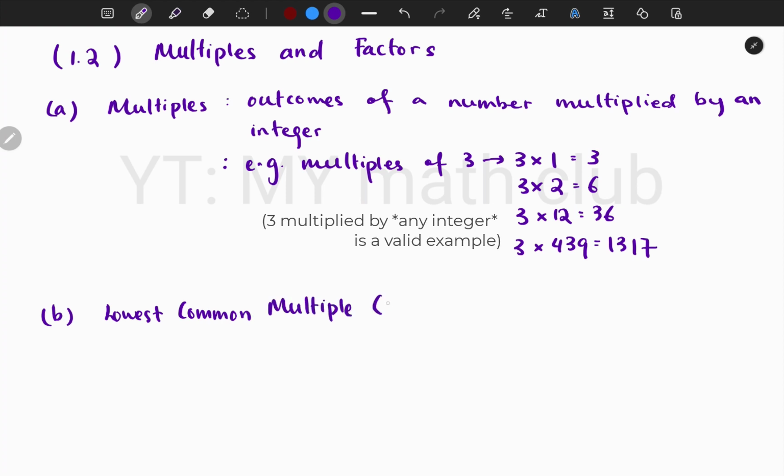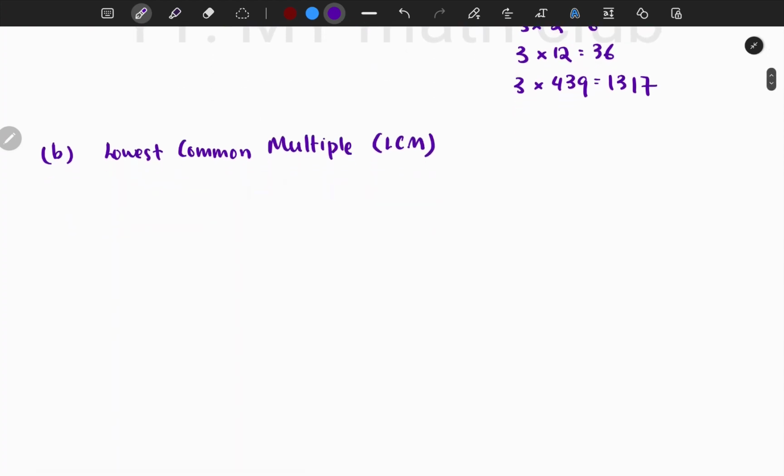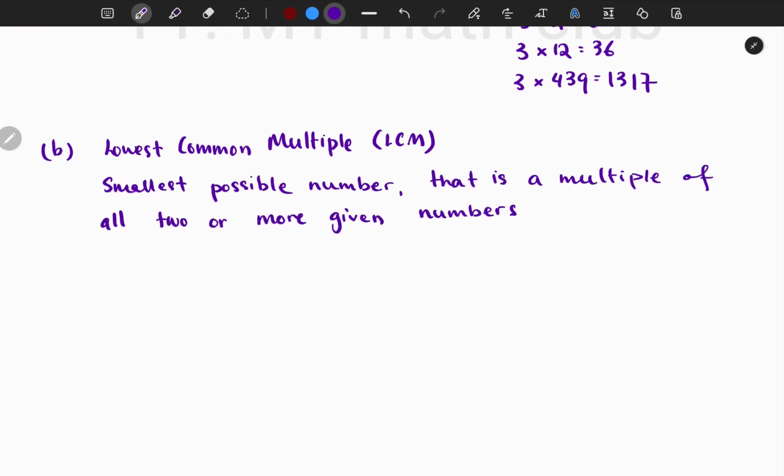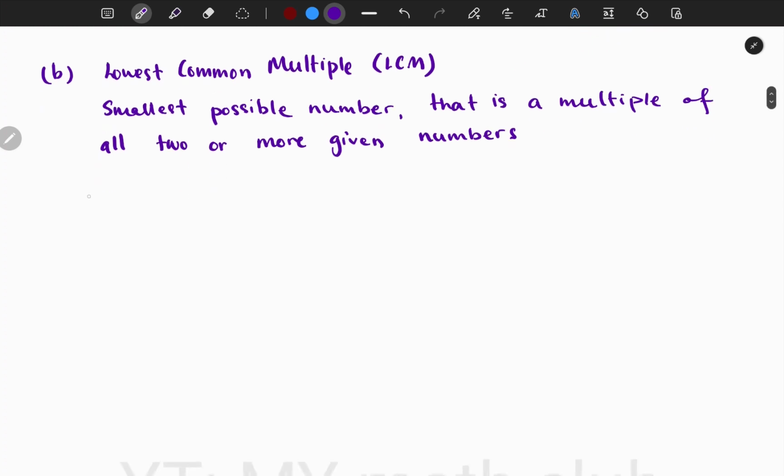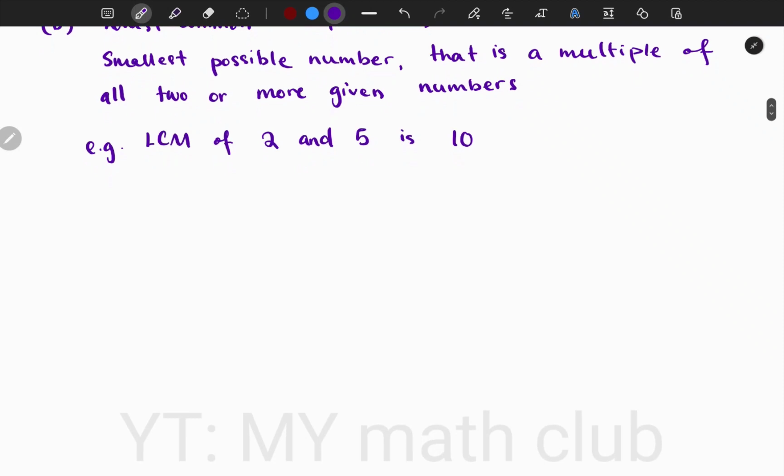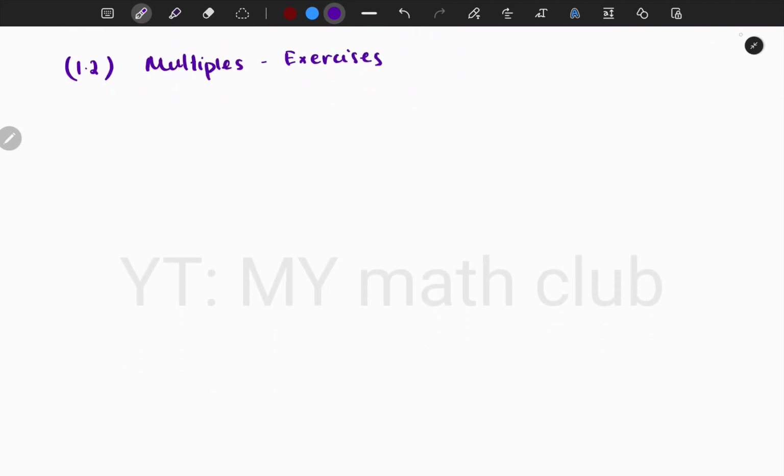multiple, which is your LCM. And LCM is just the smallest possible number that is a multiple of all two or more given numbers. So let's just say you must be given at least two numbers, and let's say it's 2 and 5, and the LCM for 2 and 5, it would be 10. So we're just going to look at a few more exercises to really solidify your understanding on this.